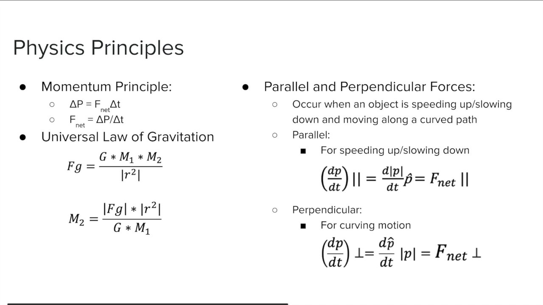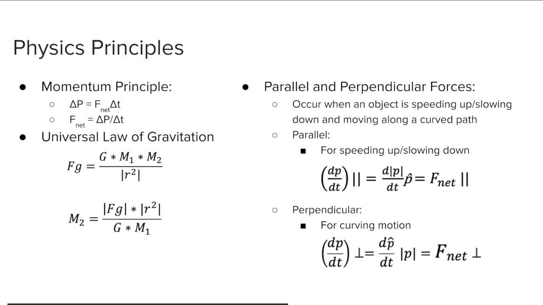Finally, parallel and perpendicular forces will occur when an object is either speeding up or slowing down, or moving along a curved path. The parallel component of the net force is for when an object is speeding up or slowing down. This is equal to the parallel component of the rate of change of momentum, which is equivalent to the change in the magnitude of momentum over time times the direction of the momentum.